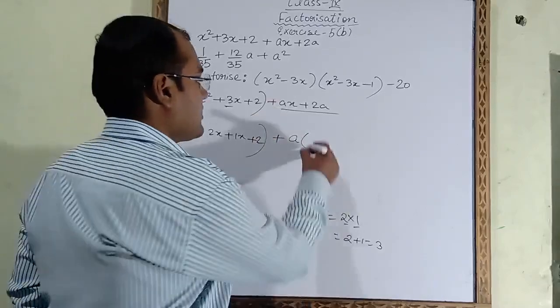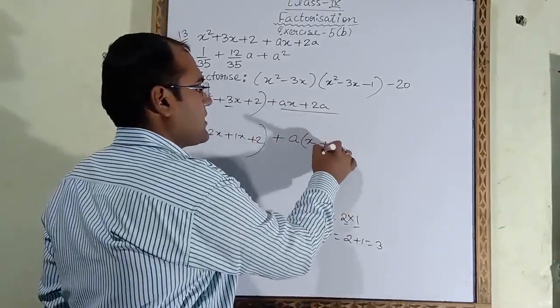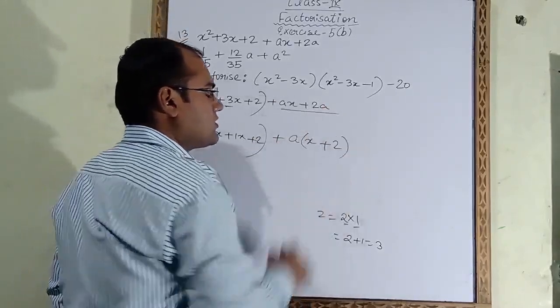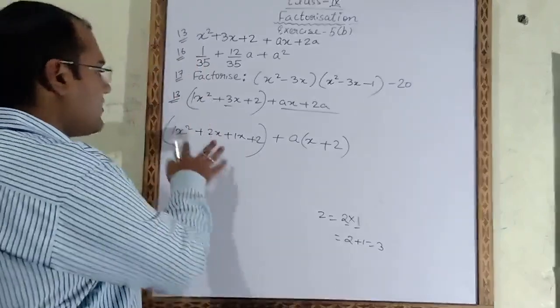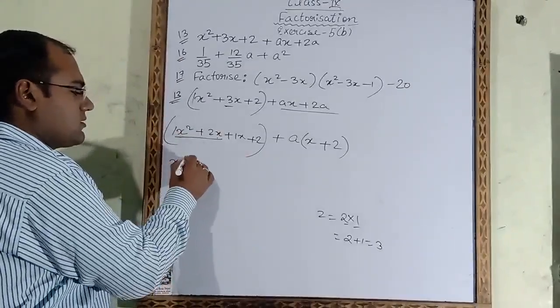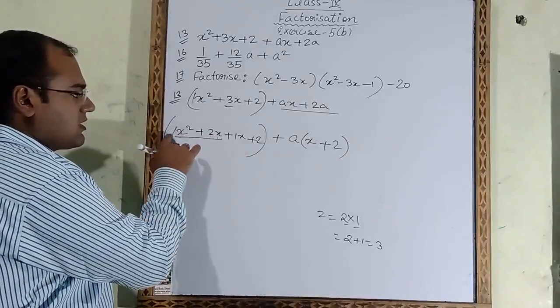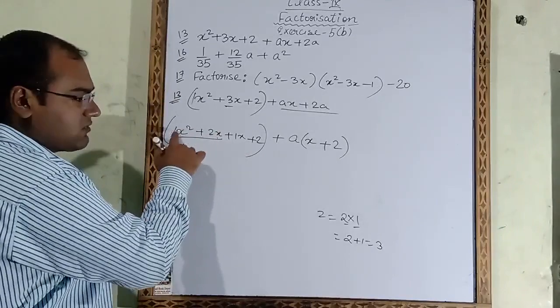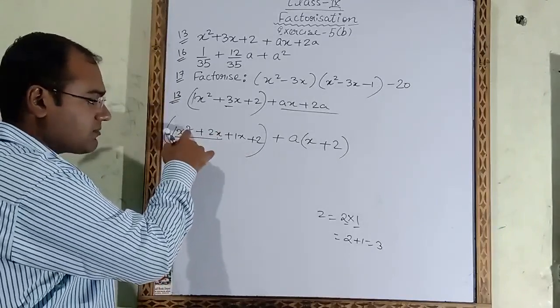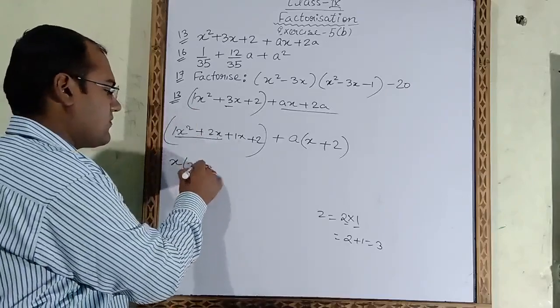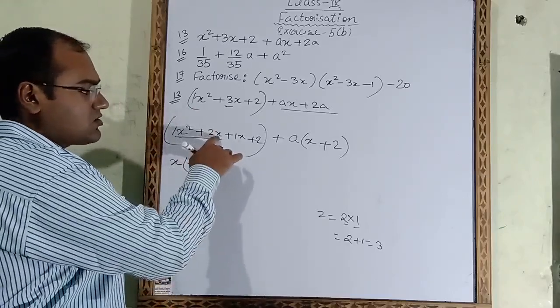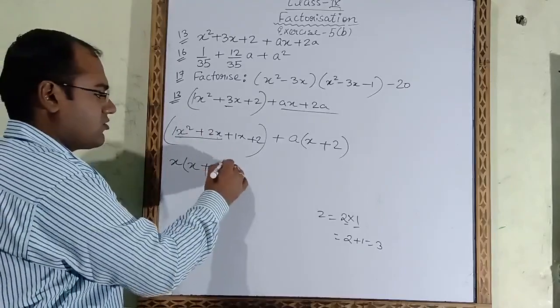A we have taken common, remaining number is x. Plus, a we have taken common, remaining number is 2. Now here we will take x common. When we take x common, here it is 1x square. X we have taken common, square is there means 2x are there. 1 we have taken common, 1 is remaining. From here also we have taken x common, so here we will get 2.